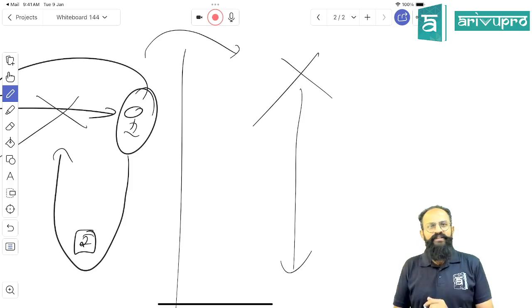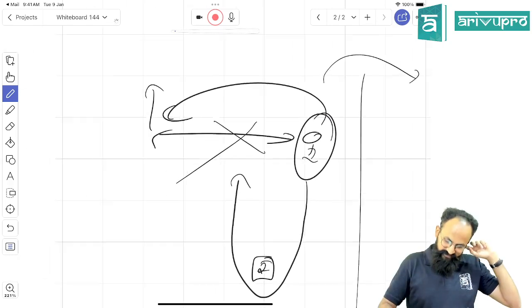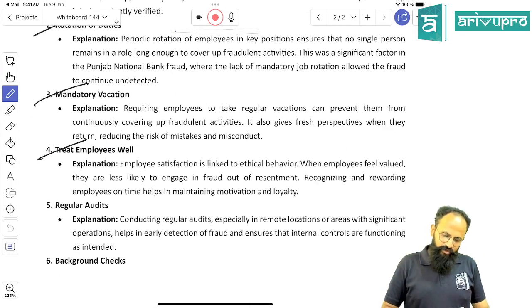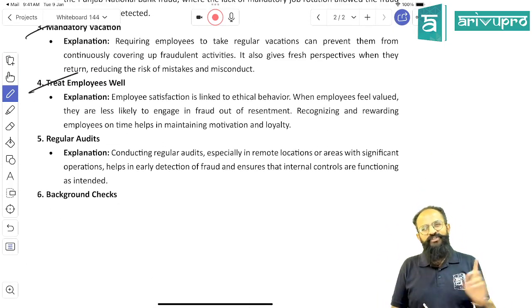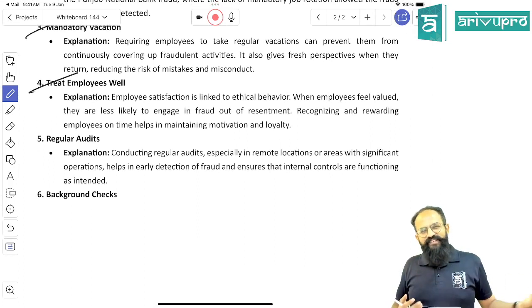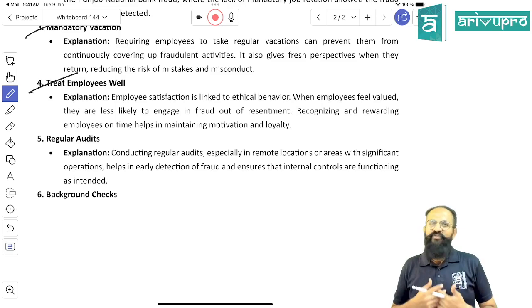The day that happens, that means it's gone. Understood? Yes, sir. Okay. That's what they're telling you. Treat employees well, so that he will hesitate in doing a fraud. He should think, "No, I should not do this for my company." The day when he thinks, we have already seen this also, right? He should not feel that what I'm doing is right. He should not feel that.